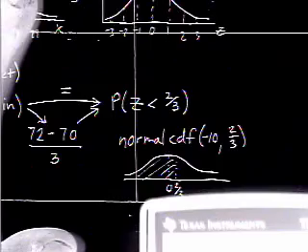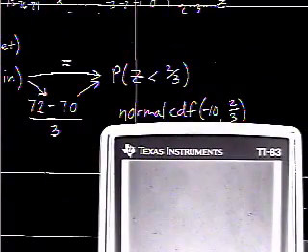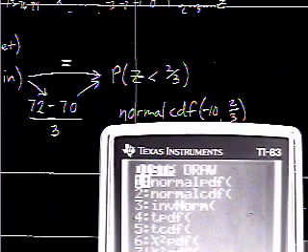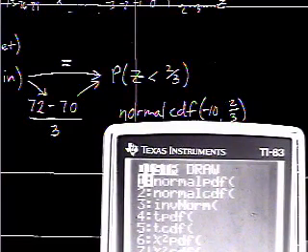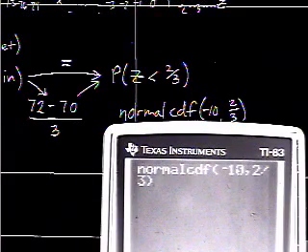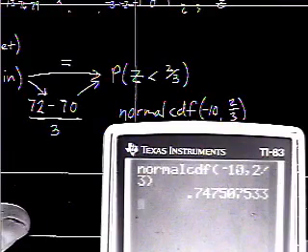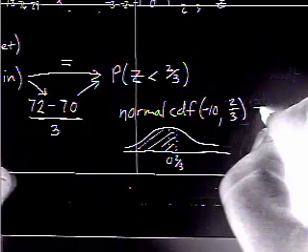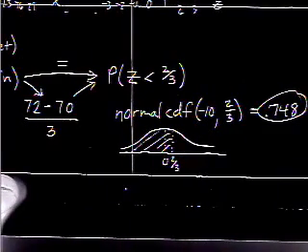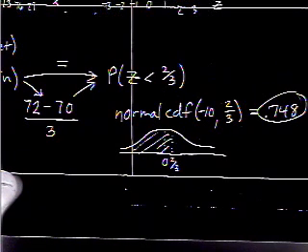So you get out that calculator. Let's figure this out. Second distribution button, right above the vars button. Normal CDF, cumulative distribution function. We've got a left boundary of -10 and a right boundary of 2/3, and yes, you can enter a fraction. 0.748. So almost 75% of all the men, American males, are under 6 feet tall.